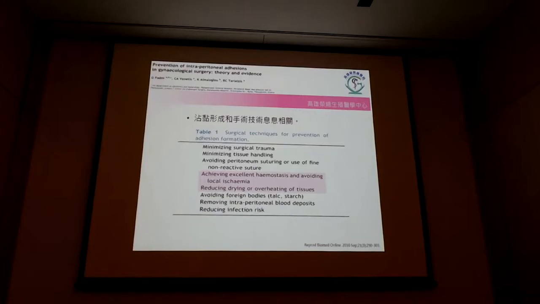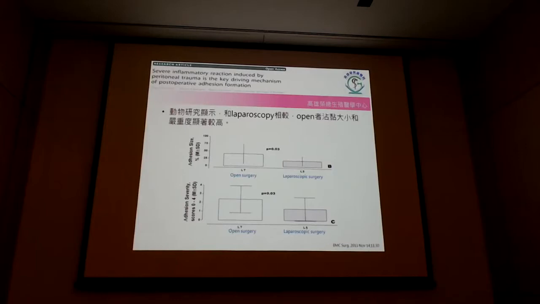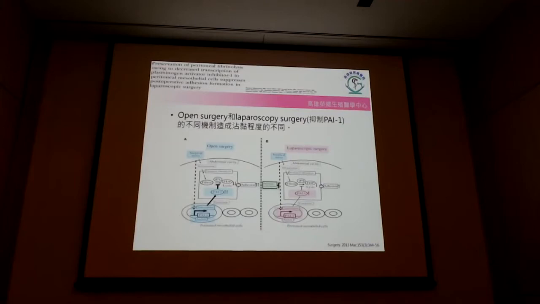In an animal study, the post-operation inflammation score was significantly lower in laparoscopic surgery than in open surgery. Compared to open surgery, laparoscopic surgery had a significantly lower adhesion size and adhesion severity. In laparoscopic surgery, surgical stress was reduced by minimal peritoneal trauma, leading to decreased PAI-1. Decreased PAI-1 would increase fibrinolysis and then diminish adhesion.